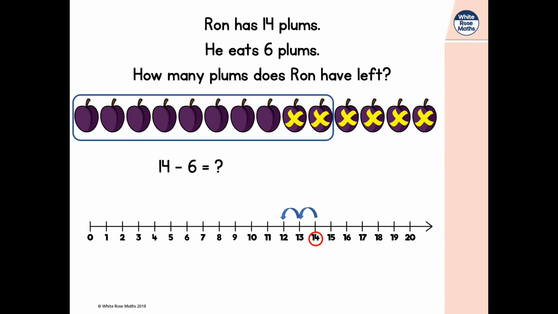1, 2, 3, 4, 5, 6. And we end up on 8. Yes, I remember. I saw 8 plums at the top. So 14 take away 6 is 8. That's how many plums Ron has left. Ron has 8 plums left.